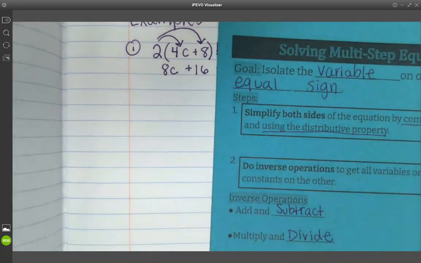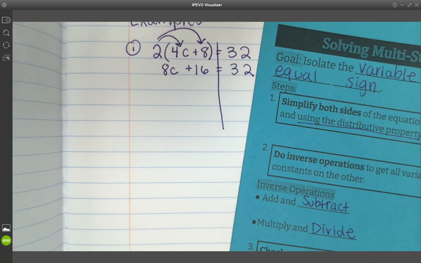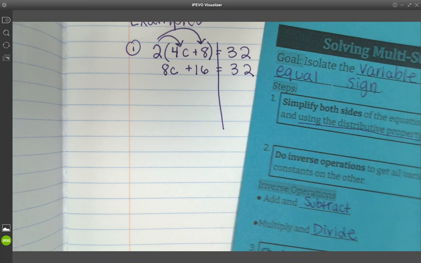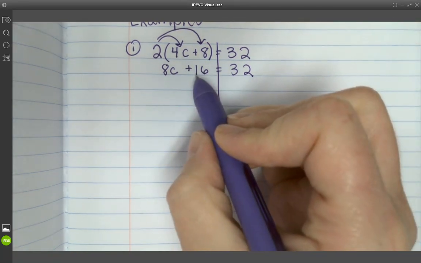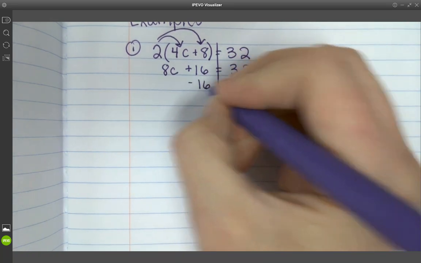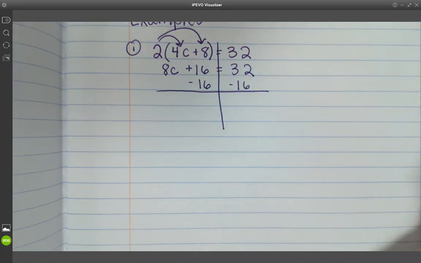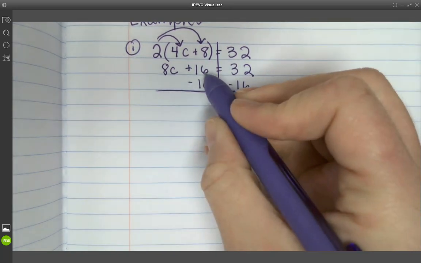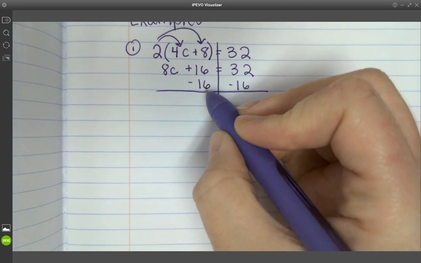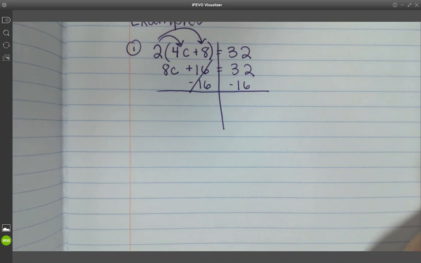Okay, so we simplified both sides. Okay, number 2, do inverse operations to get all the variables on one side, constants on the other. So we want to move this 16. So the opposite of plus 16 is minus 16. So if I have 16 and I take 16 away, I get 0. So that is the way we can cross it out on the left side. 16 minus 16 is 0.